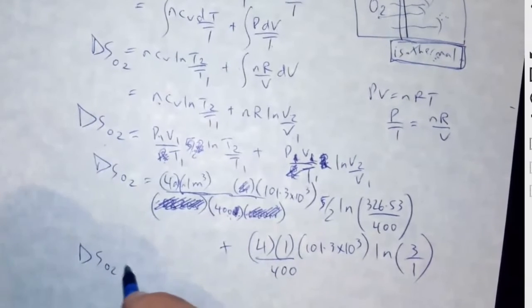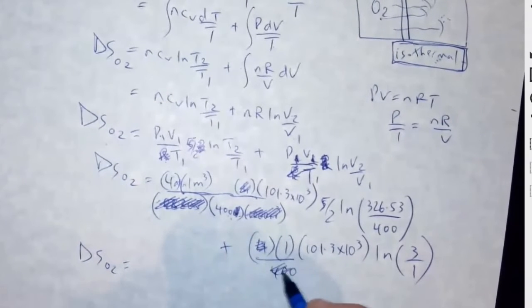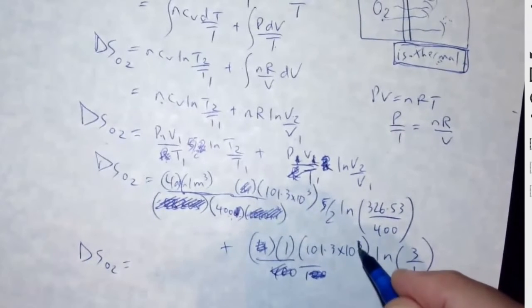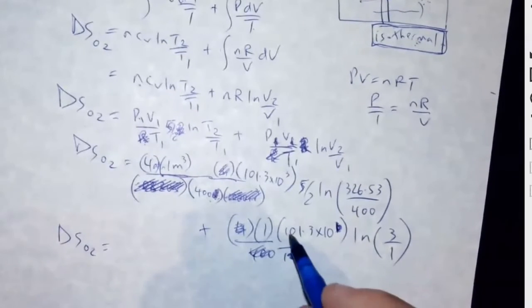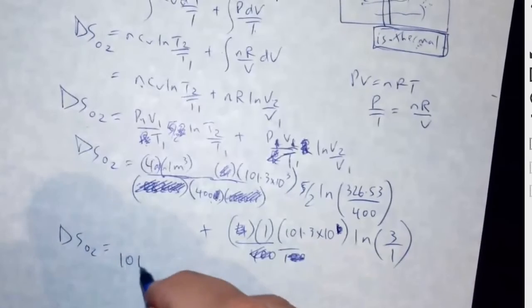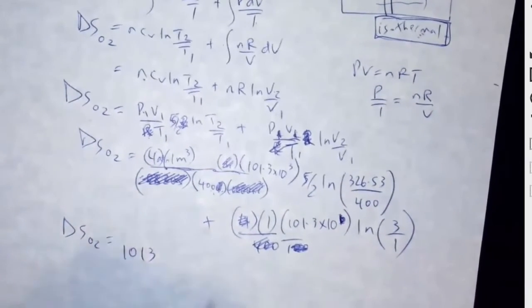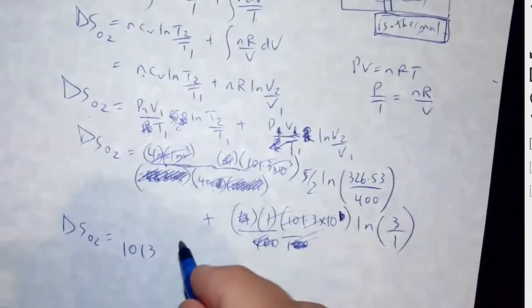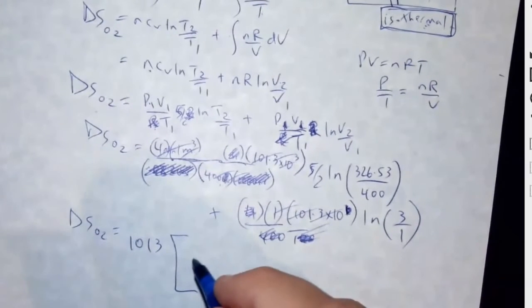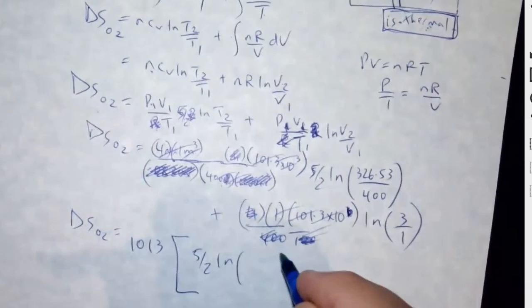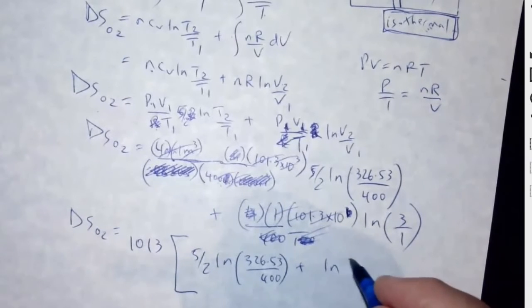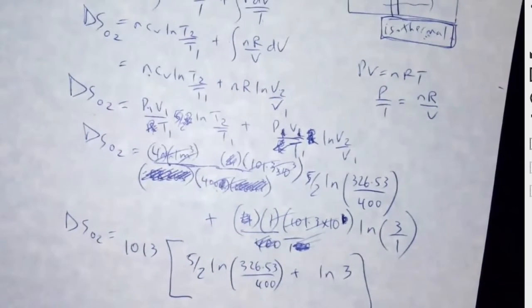So I could factor all this out. Delta S of O2: 4 cancels with this, makes it 100. 100 cancels with this, makes it a 10. And then 10 times 101.3 is 1013. So then I can factor all that out. That's gone, that's gone. And then I'm left with 1013 times 5 halves ln of 326.53 over 400 plus ln of 3. That's it. Here we go.